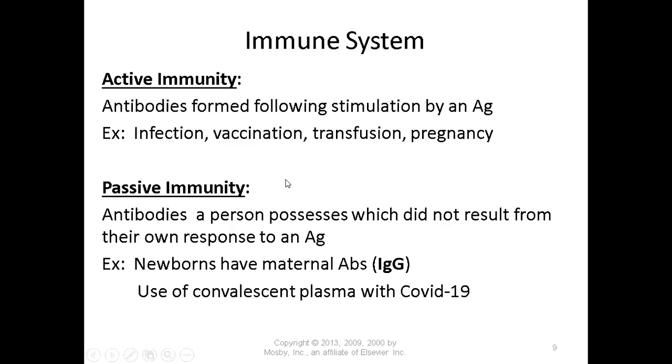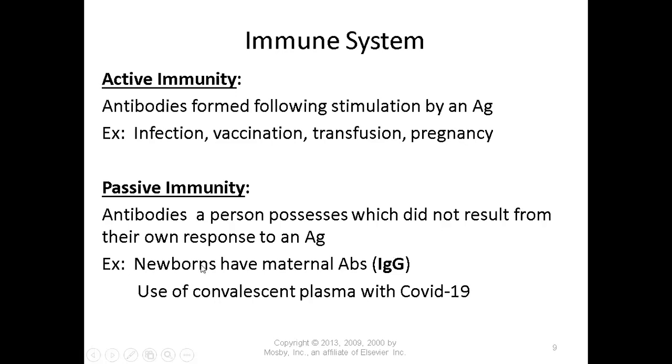When we compare passive immunity, this is when antibodies from another offer protection to the individual. So their own body is not making the antibody in response to the antigen, and so it's a passive situation. There are two examples that I can give for passive immunity at this point.